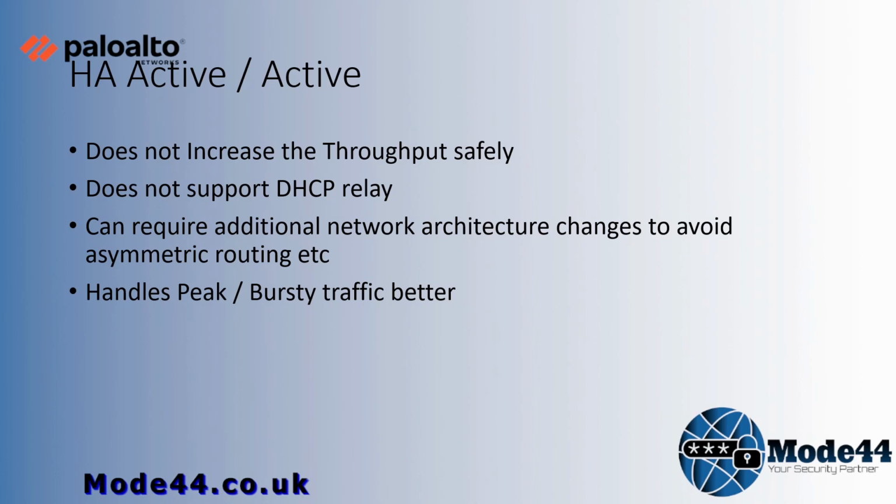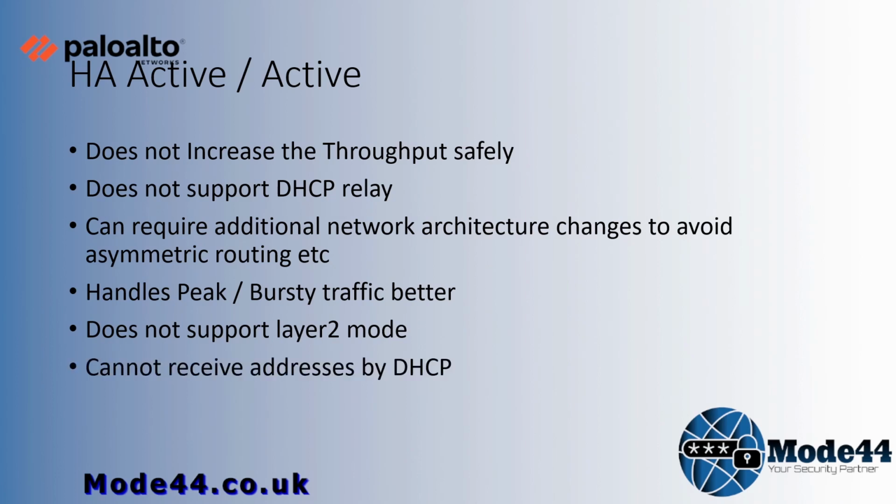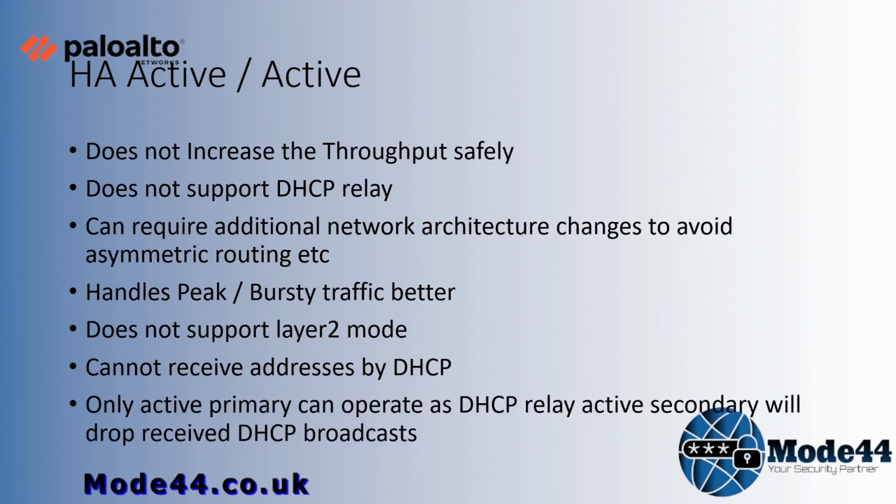there's two firewalls. It does not support layer 2 mode, cannot receive addresses by DHCP because there is a floating IP address, and only the active primary can operate as a DHCP relay. The active secondary will drop received DHCP broadcasts. This is all because you're going to have to be behind a floating IP across the two boxes, and so you could see where that could become troublesome.